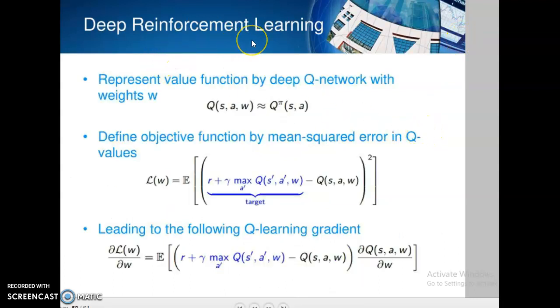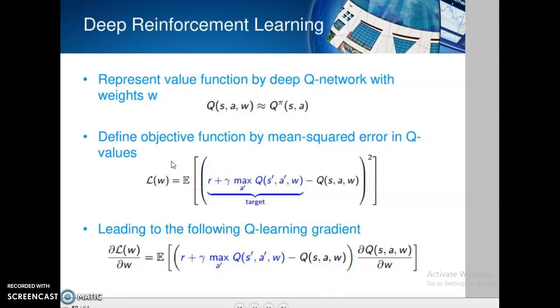Deep reinforcement learning represents the value function by a deep Q network with weights W: Q of S, A, W approximately equal to Q star of S, A. Define the objective function by mean square error in Q values.